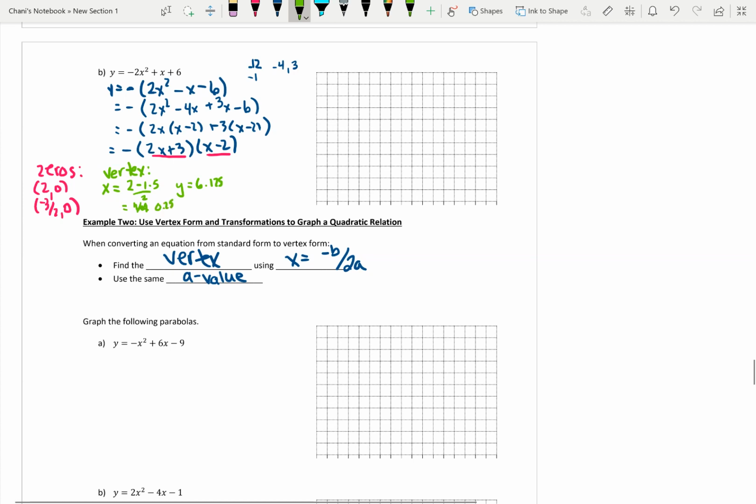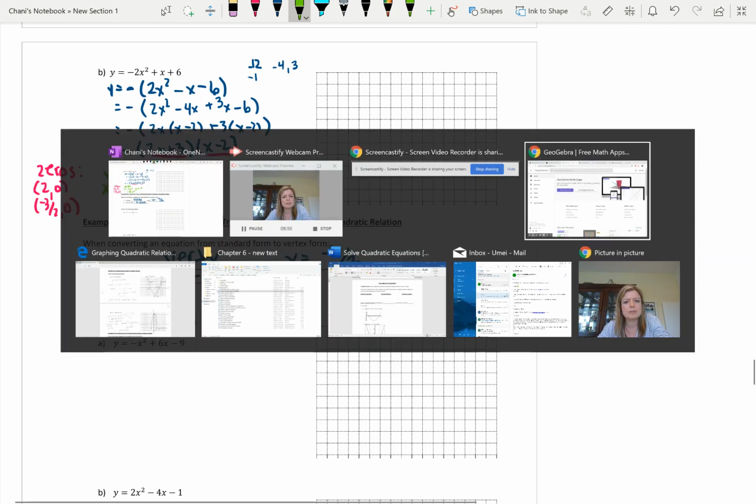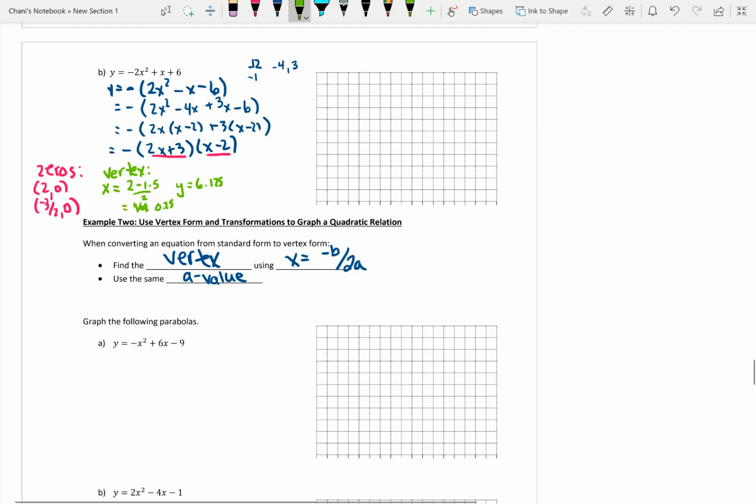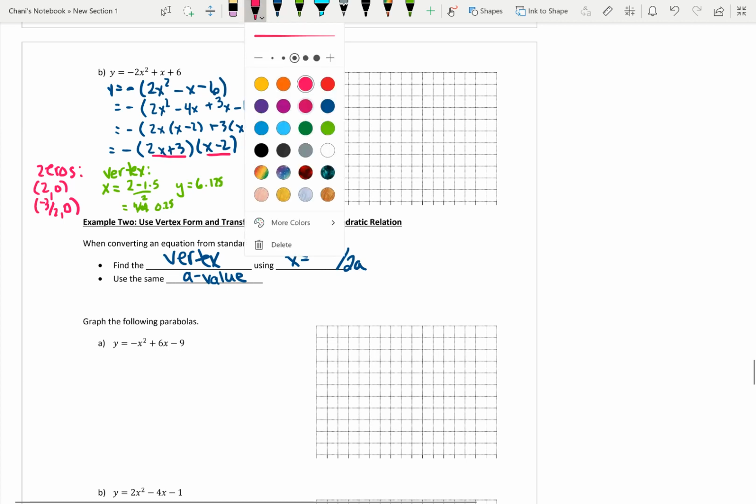Okay, so at this point, you kind of have to make a decision about if you want all of your labels to be fractions or decimals, because notice right now, this is a fraction and this is a decimal. So when I actually draw it, I need to choose. I can't have some as fractions and some as decimals.